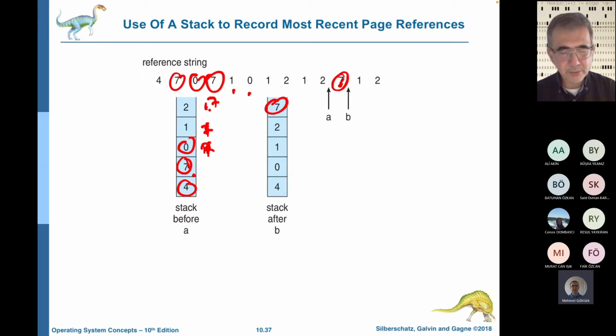When you are going to consume, you take numbers from the bottom.